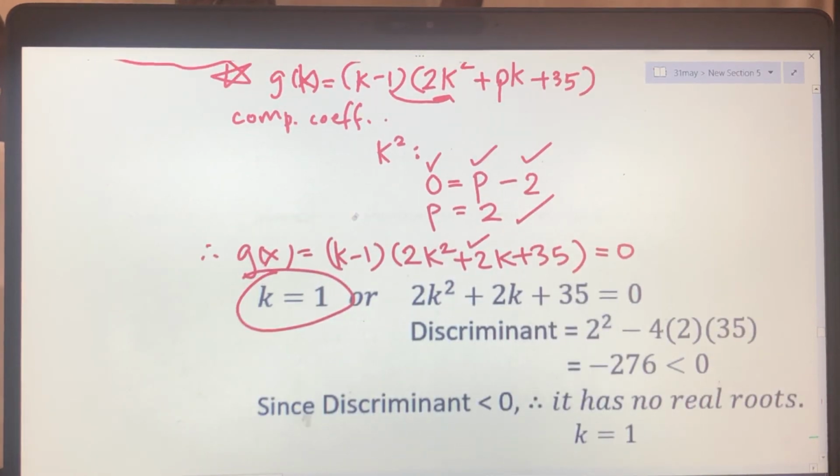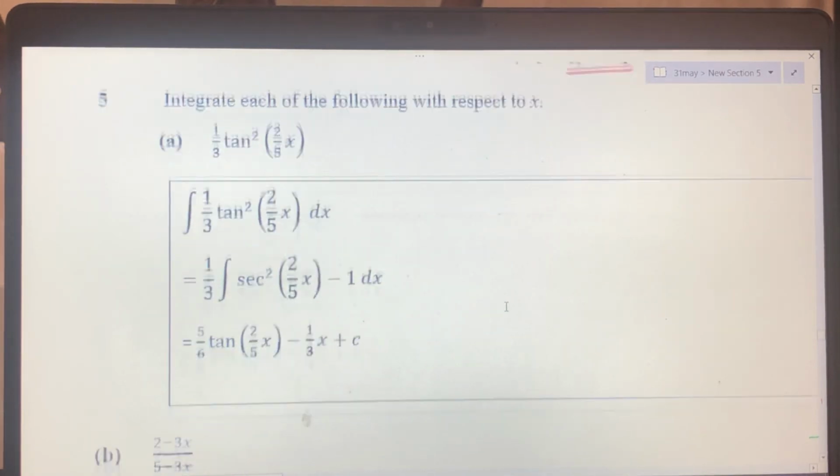So please don't go and use the quadratic formula and then show that you get error or imaginary. Don't do that. You use the discriminant because you have learned discriminant. So b square minus 4ac, you find that it's less than 0. If discriminant less than 0, no real roots. Therefore the only root is k equals to 1. Clear? Okay, now we go to the next one.